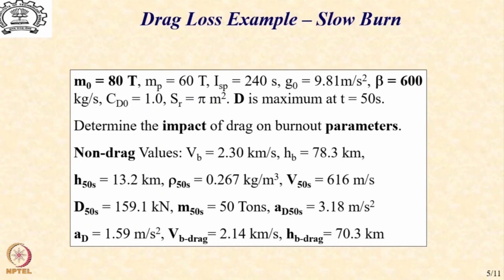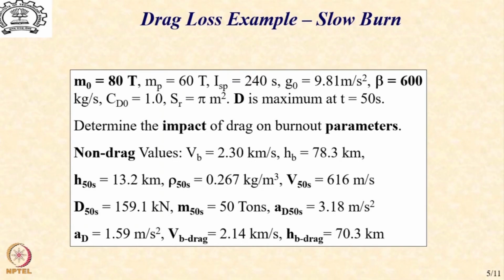And with that small term, we can also say that our approximation that we have introduced using the energy balance methodology is also justifiable. With this drag, I suggest that you do this exercise yourself as per the equation that we have seen earlier. You will find that the velocity, which was 2.30 without the drag, becomes 2.14. So about 160 meters per second is the loss in velocity due to drag. Similarly, the altitude, which was 78 kilometers, becomes 70 kilometers, so about 8 kilometer loss in the altitude.